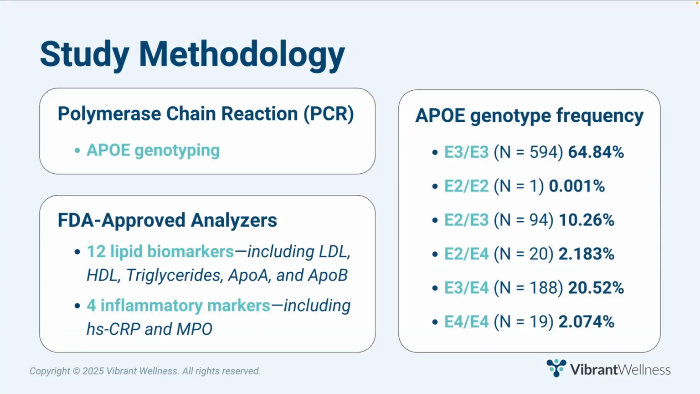The researchers performed APOE genotyping using polymerase chain reaction and measured 12 lipid biomarkers, including LDL cholesterol, the bad cholesterol, HDL cholesterol, the good cholesterol, along with triglycerides, ApoA and ApoB, as well as 4 inflammatory markers, including high-sensitivity C-reactive protein, hsCRP, and myeloperoxidase, also known as MPO. Then, they compared the 6 major genotypes, including E2-E3, E3-E4, and E4-E4, against the most common baseline genotype, which is E3-E3.